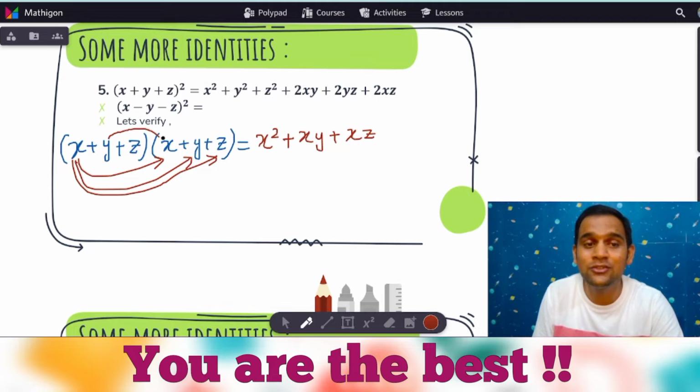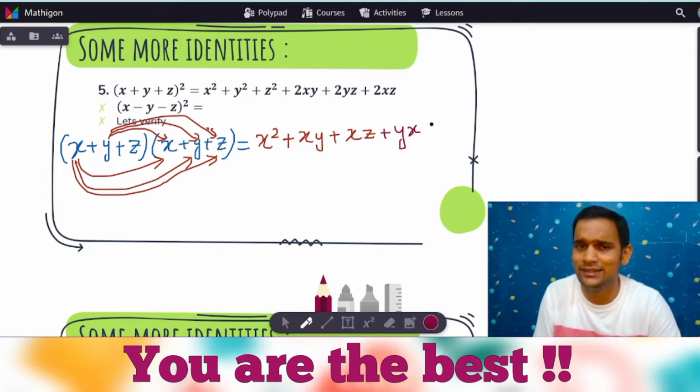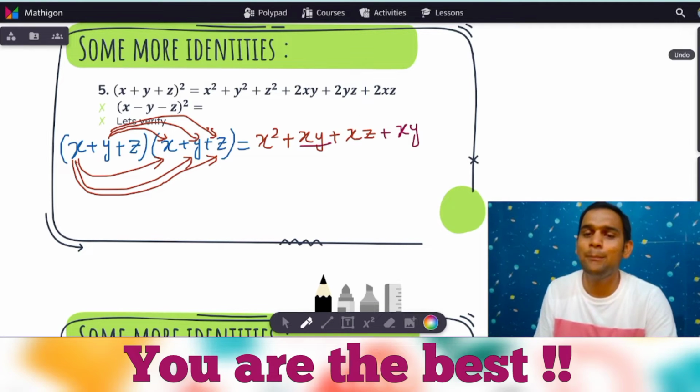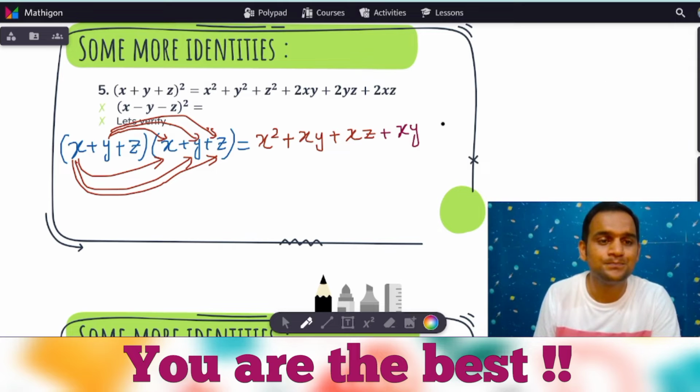Now this y is going to get multiplied to all the three of them. Yes, that is how we verify them. Okay, let's get going. So plus yx, or you can also write it as xy because multiplication is commutative. So we will write it as xy because xy we have already one. So we will try to make like terms. Okay, so y times y is y squared, and then y times z is plus yz.